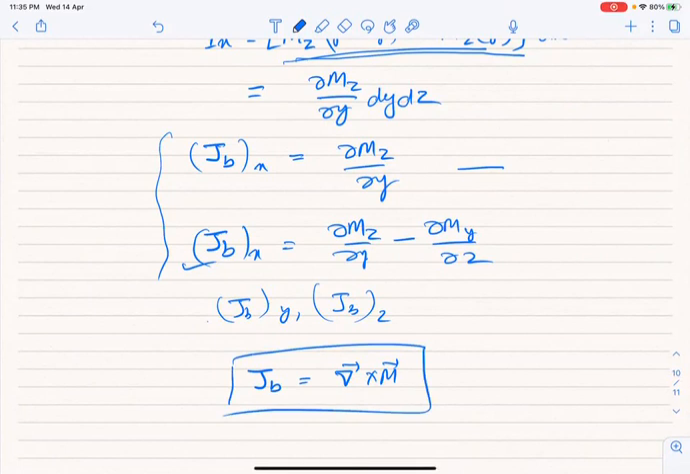Okay, that's precisely what we got as the bound volume currents. So effectively what it means is that if you have a uniform magnetization, your JB is 0. Okay. So for uniform magnetization, you don't have a bound volume current. Because of the non-uniformity in the magnetization, you have a bound volume current, which is nothing but the curl of the magnetization. Okay.